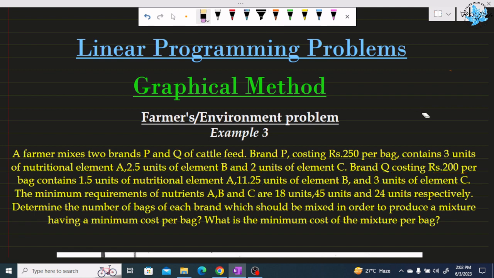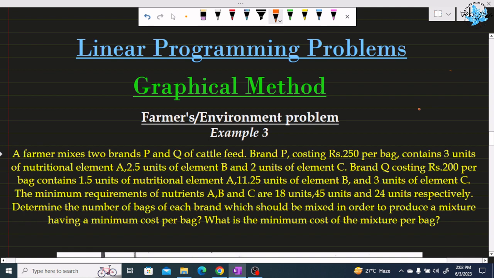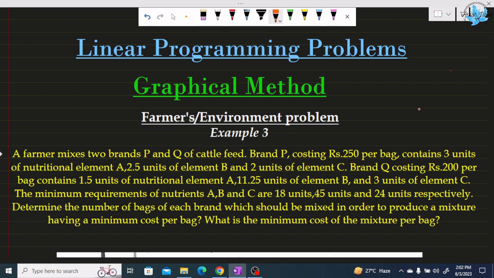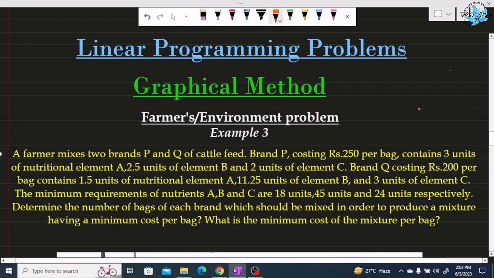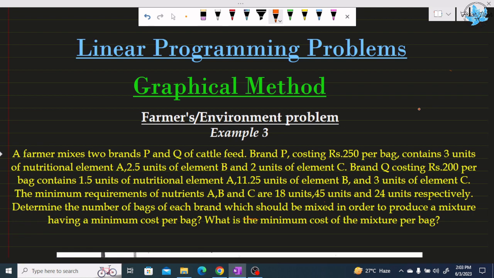Now the question says that the minimum requirements of A, B, C are 18, 45 and 24. So it is given that the requirement is at least 18, 45 and 24. The question asks us to determine how many bags are required so that, when they are mixed together, we get the mixture having the minimum cost per bag. So we have to find the minimum cost, and how many bags should be mixed together so that he gets the requirement.